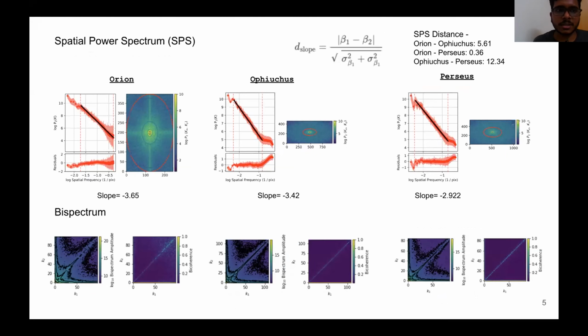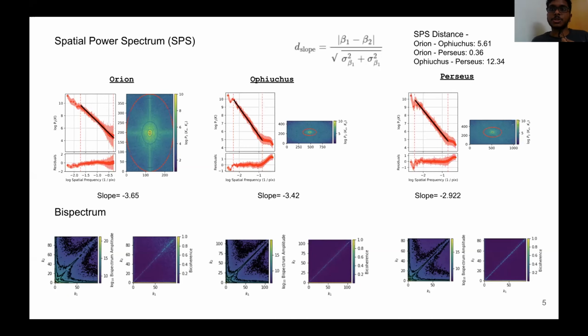We fitted it with a power law. For each case, we have computed the 1D power spectrum as well as the 2D power spectrum, and the numbers I have shown here are the slopes for the 1D power spectrum, where the fitting can be seen. To quantify how deviating or how similar two clouds are in terms of the slope of the power spectrum, we have a quantity called the SPS distance, the power spectrum distance, given by this equation.